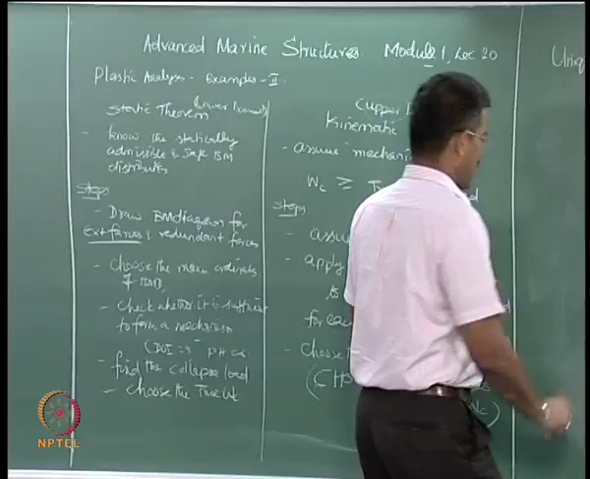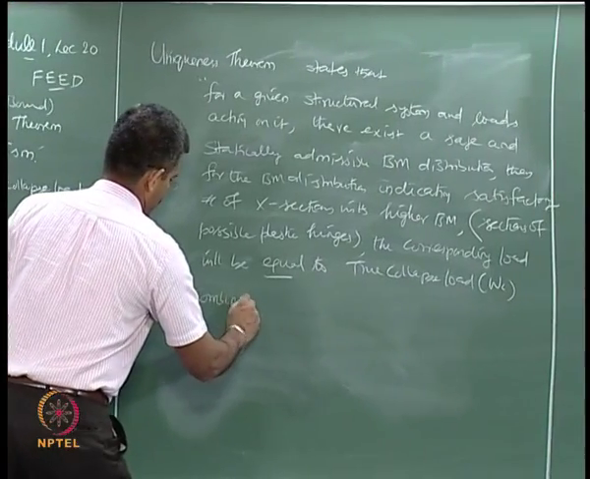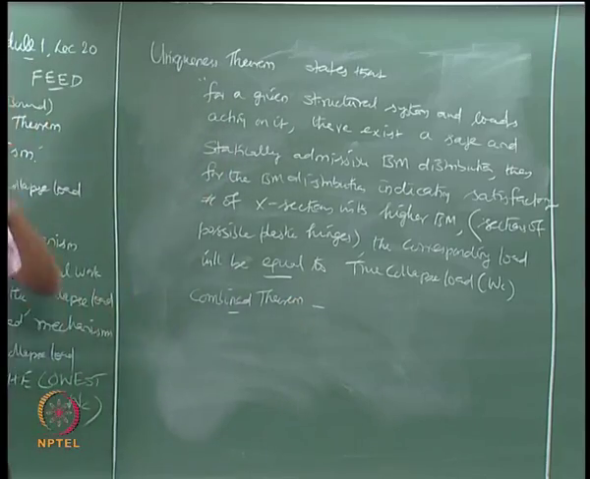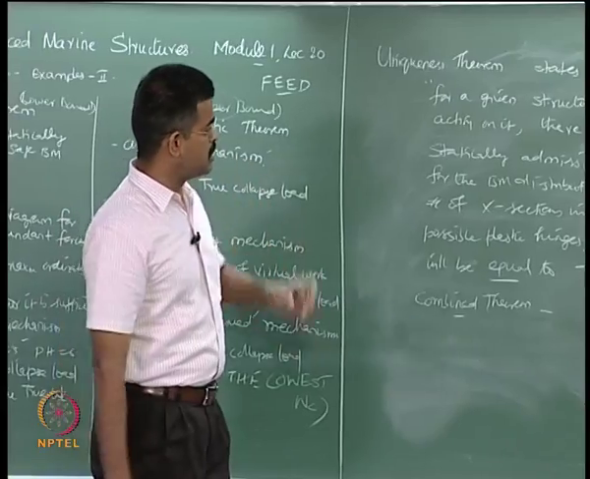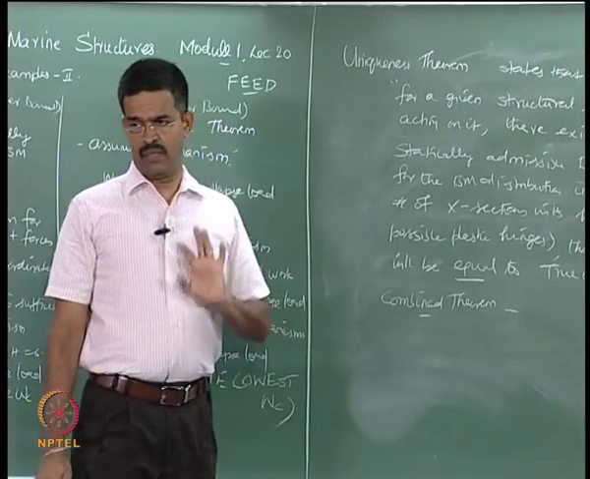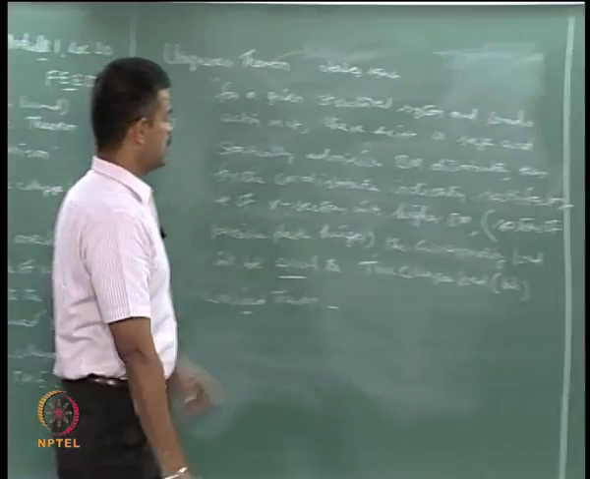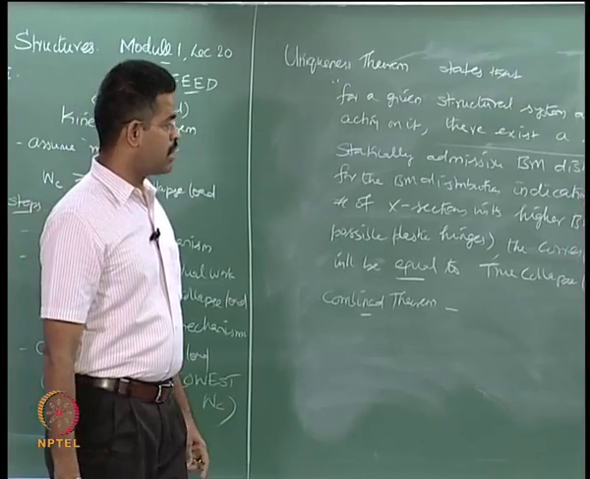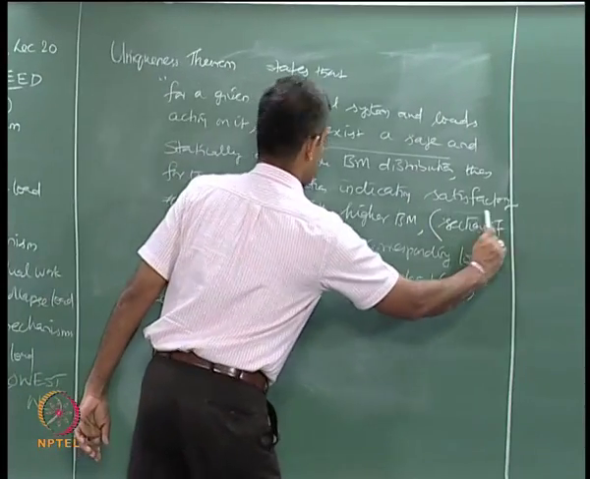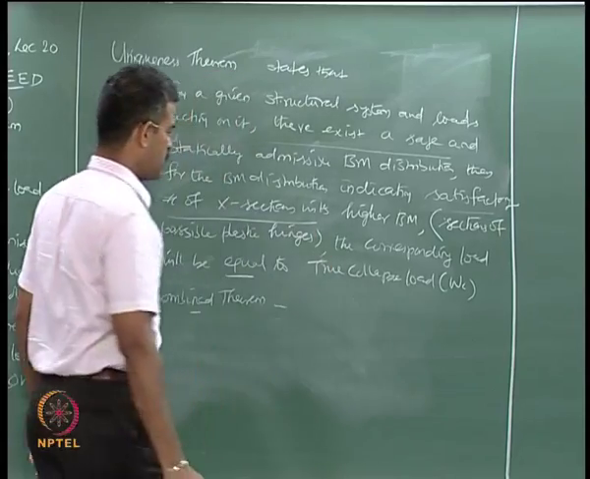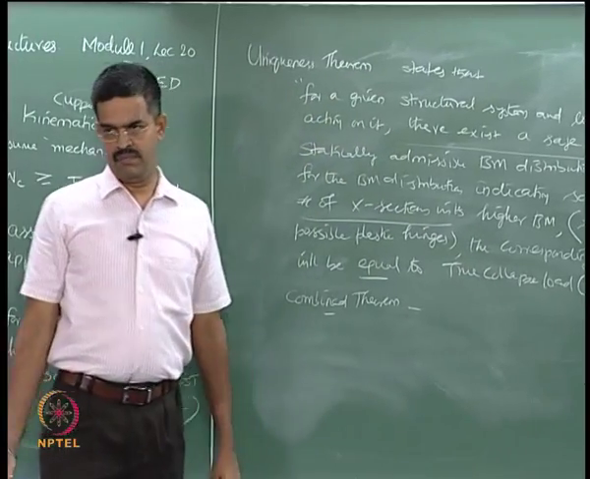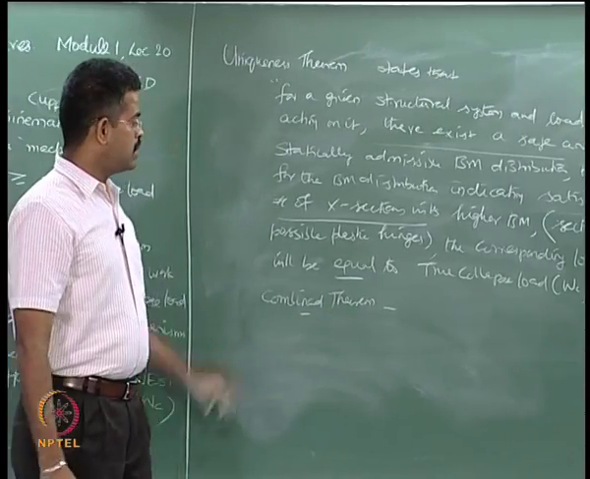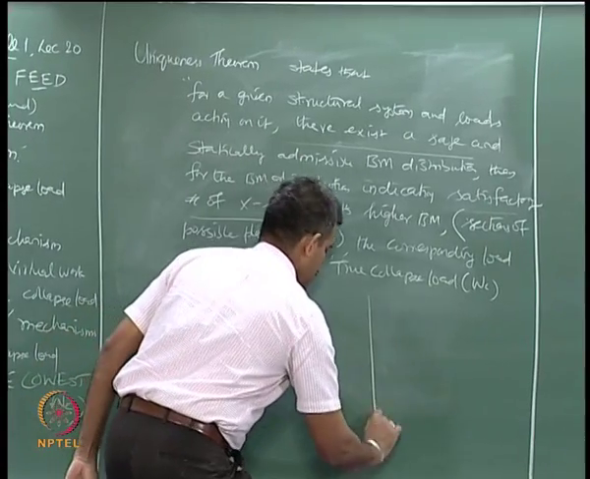This theorem is also called the combined theorem. The name combined theorem is given to this theorem for one reason, that it is combining both the principles of static and kinematic theorems. It combines the static theorem because it requires an admissible bending moment distribution, it combines the kinematic theorem because it is checking whether the sections develop enough plastic hinges to make it a mechanism. Okay. So, it is combining both, that is why it is called the combined theorem, and this theorem can be plotted like this.